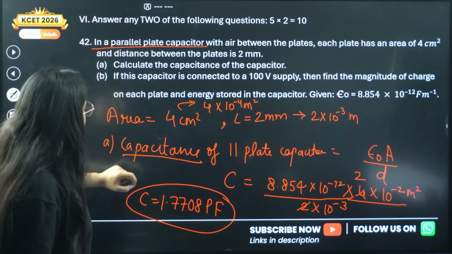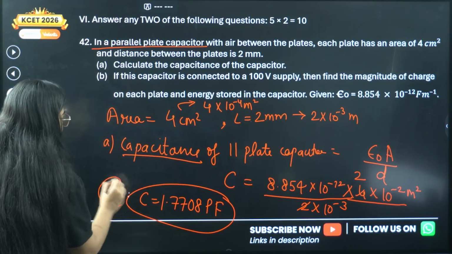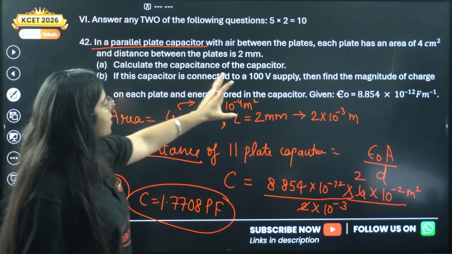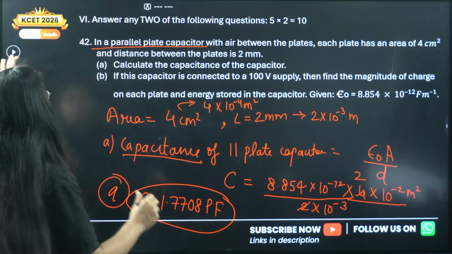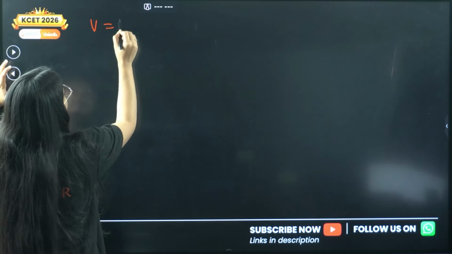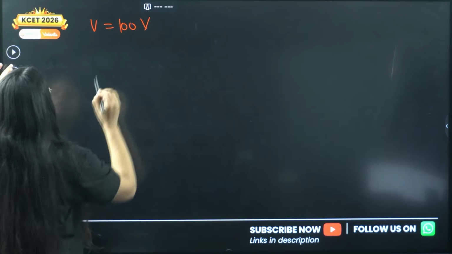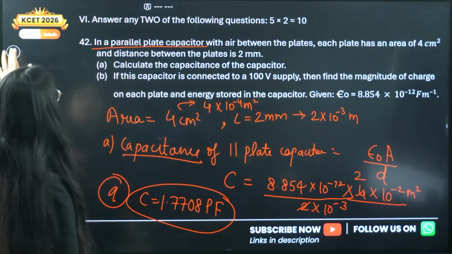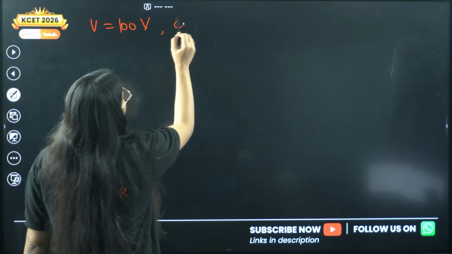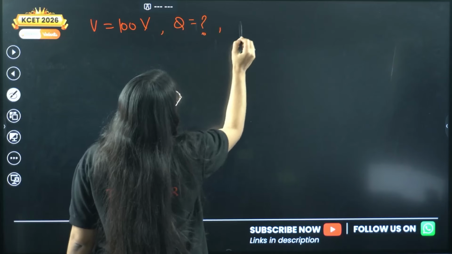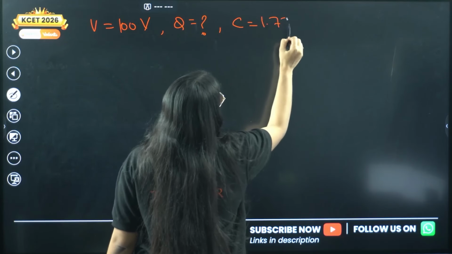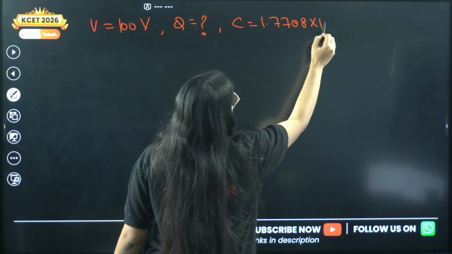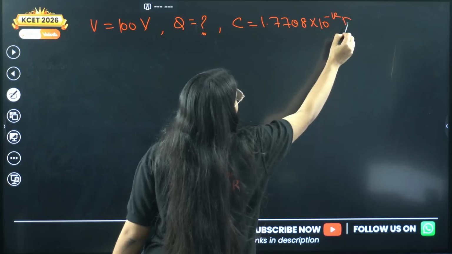Now the second part. If this capacitor is connected to a 100 volt supply, find the magnitude of charge on each plate. We need to find the charge. Correct? And the capacitance is 1.7708 into 10 raised to power minus 12 farad.